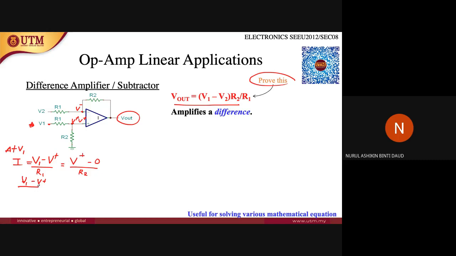So I need to erase this. You can rewrite this equation: V1 over R1 equals V plus over R2 plus V plus over R1. Then you can factorize it: it will be V plus times (1 over R2 plus 1 over R1), with V1 over R1 still here.